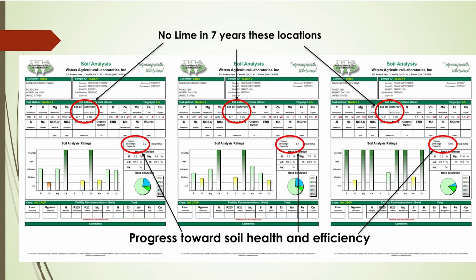Again, no lime in 7 years. This is the farm, my dad's farm in Putney, right there on 19. You can see the soil pHs, but look at the CECs, 7.2, 8.4, and in block 6, we've got it up to a 12.6. This is very exciting to us.